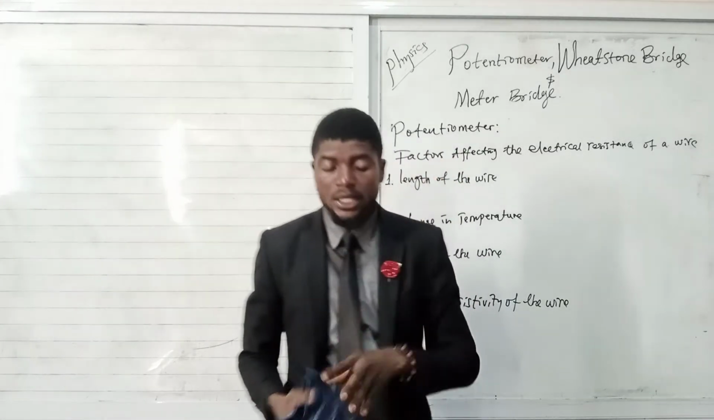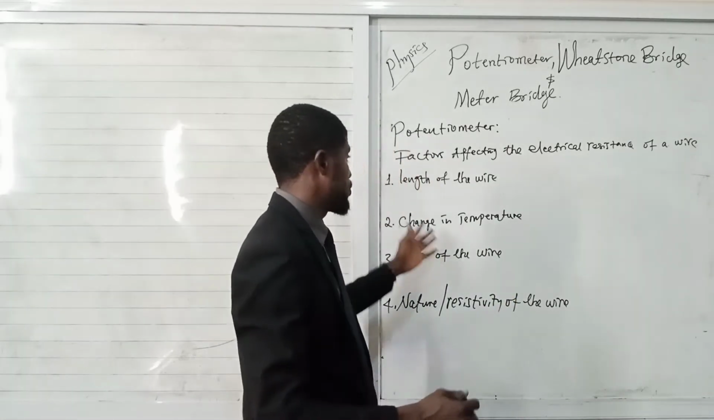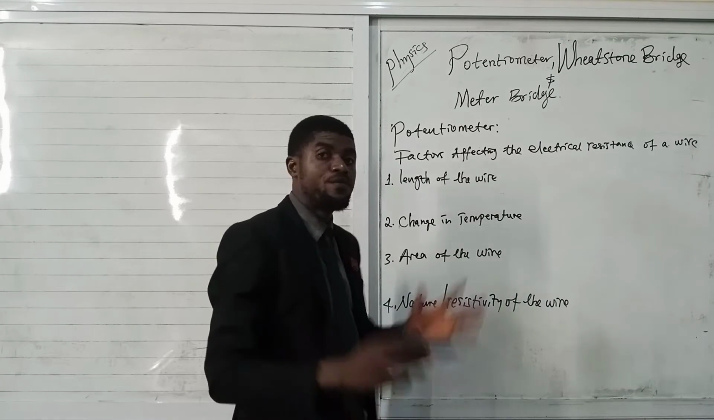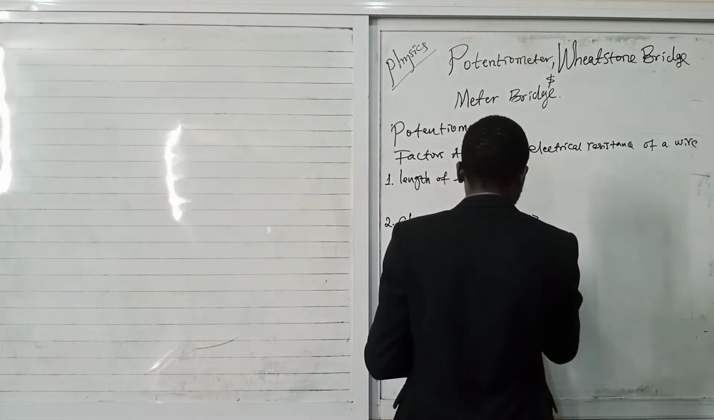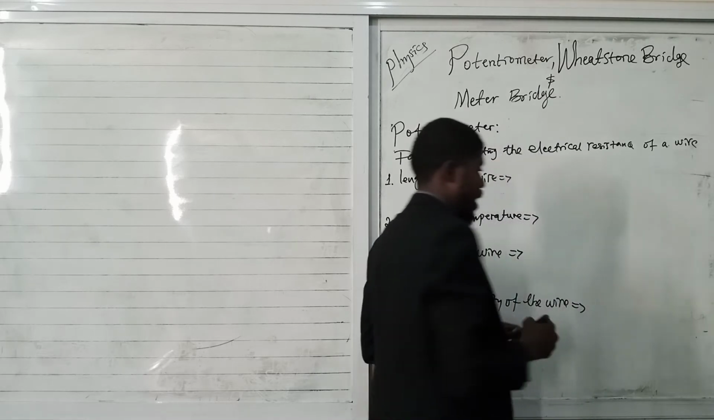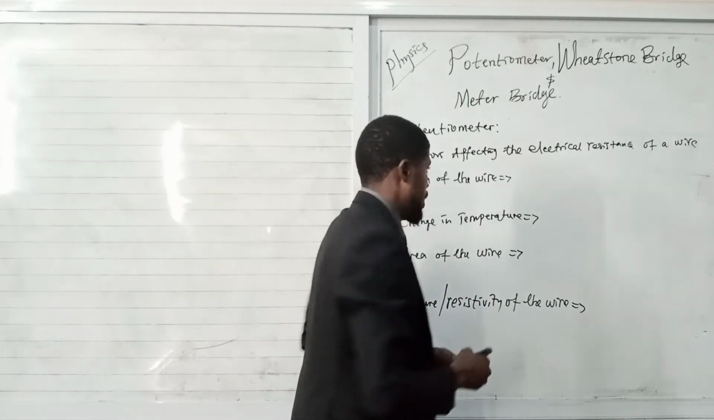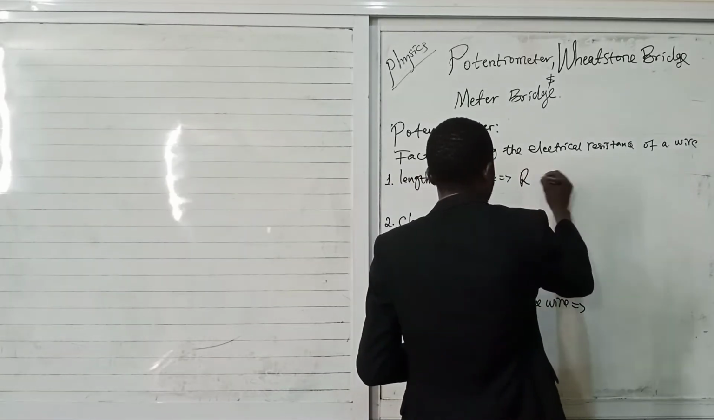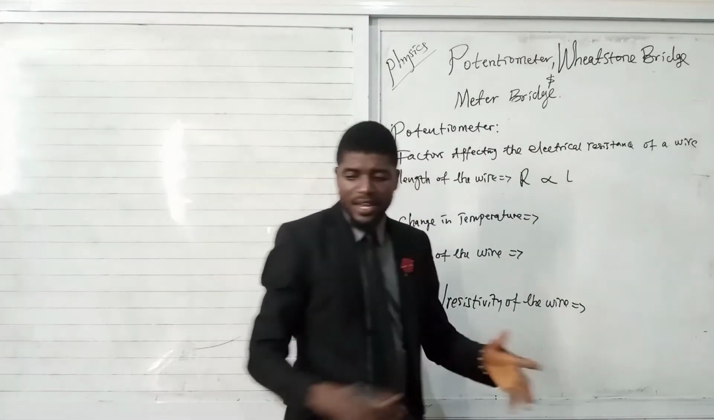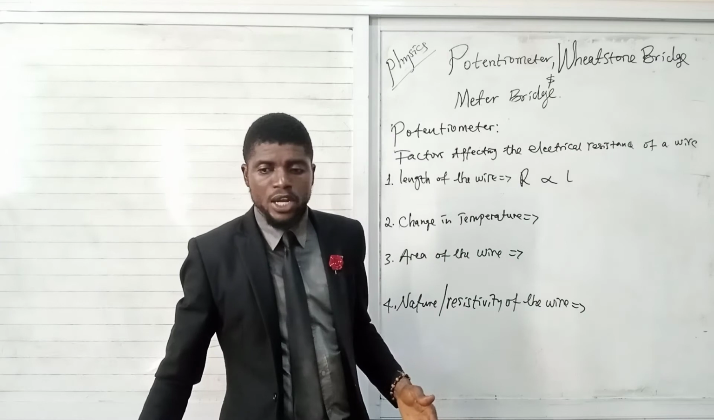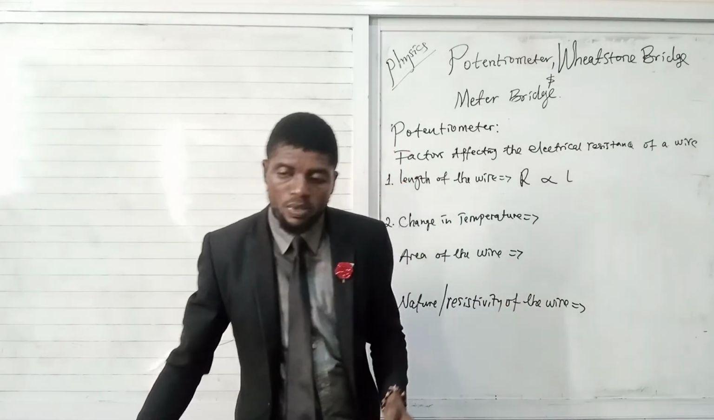Good. Now, the examiners may ask you to list and explain the factors that affect the electrical resistance of a wire, and they'll ask you how these factors affect the resistance of a wire. Very simple. It is believed that the length of the wire and the resistance of the wire are directly related to each other. And so we write that the resistance of a wire is directly proportional to the length. It means that increase in the length of a wire will cause the resistance of the wire to increase.